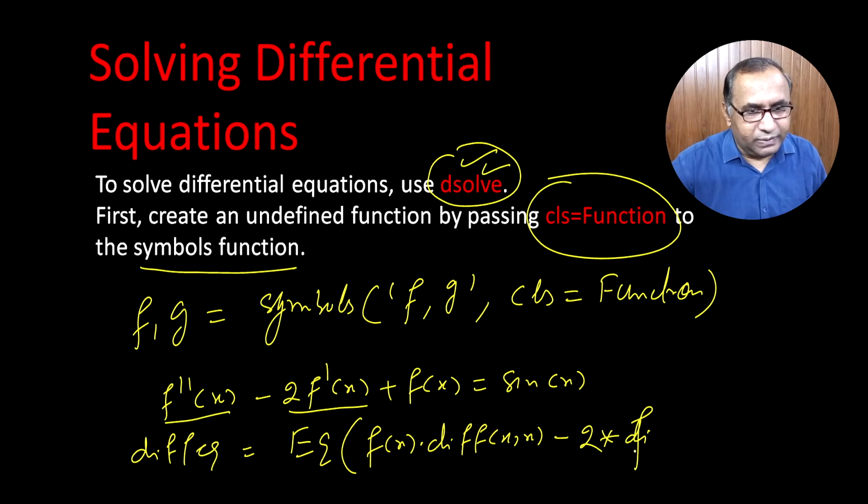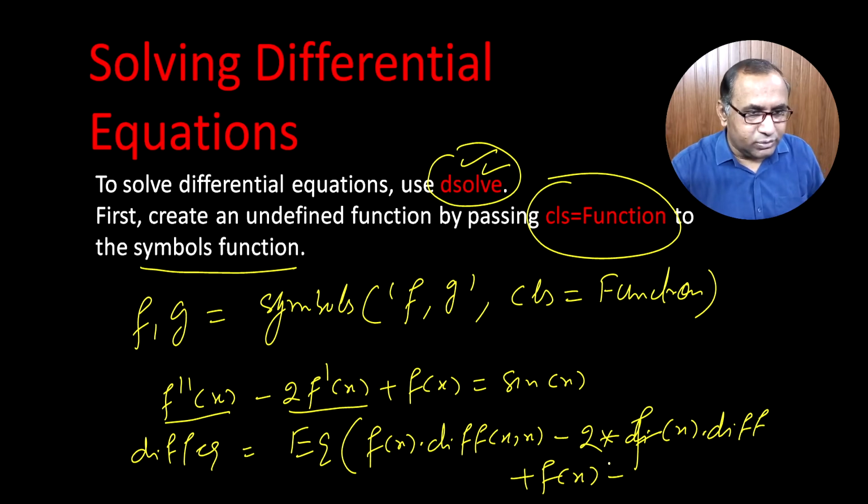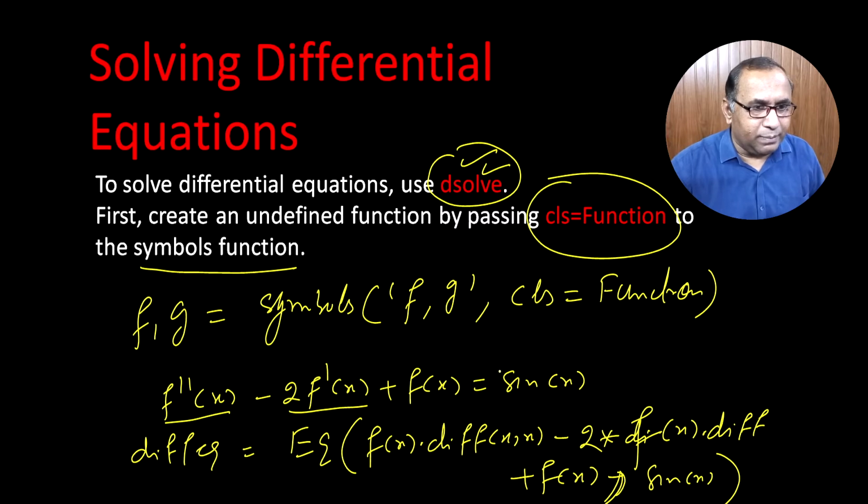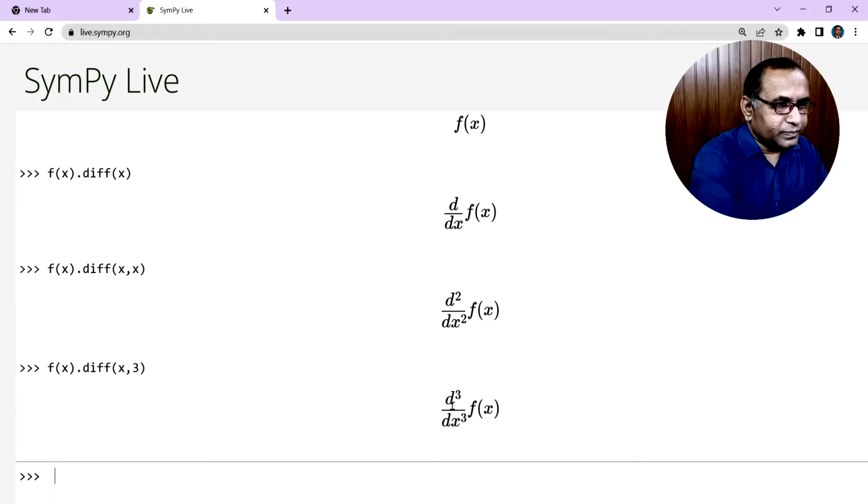Here is f(x). Here is f(x).diff. Then we have plus f(x) minus is equal to sin x. So we will use here at this place a comma, then sin x. So this is the syntax for the above differential equation, and we are using the same C.